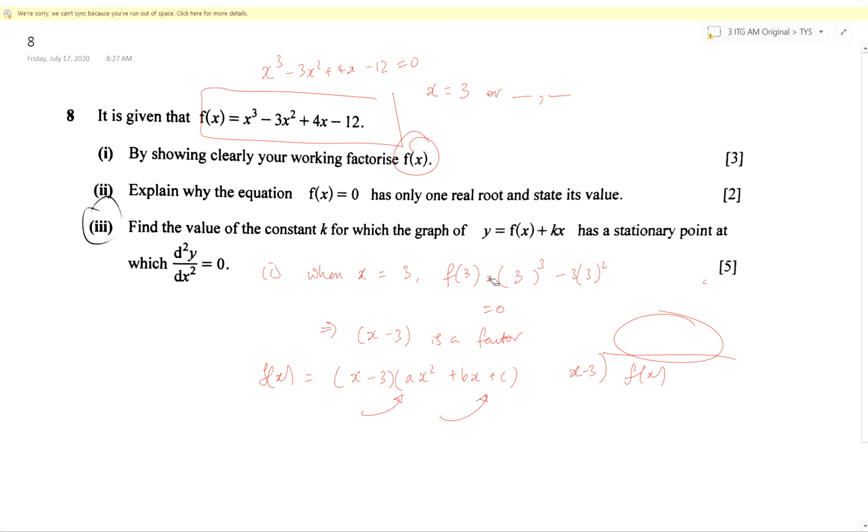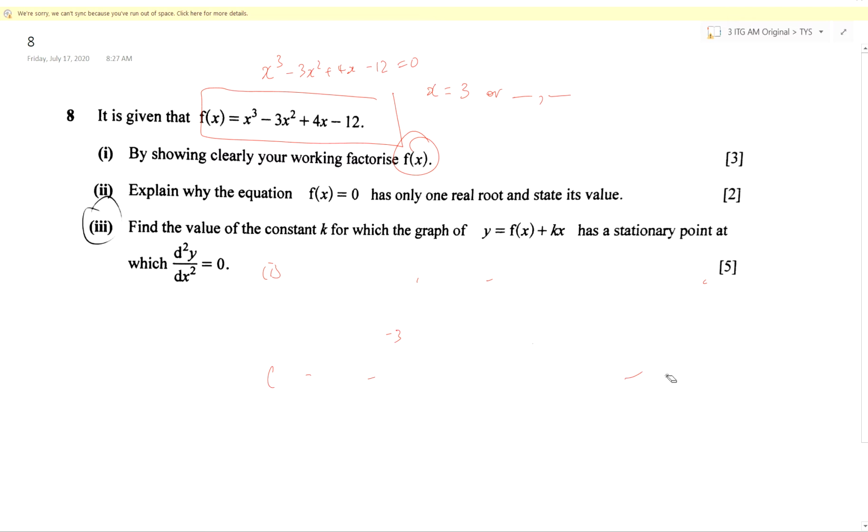So that is the approach for part 1. In part 2, explain why it only has one real root. So the answer for part 1 is actually f(x) = (x - 3)(x squared + 4).